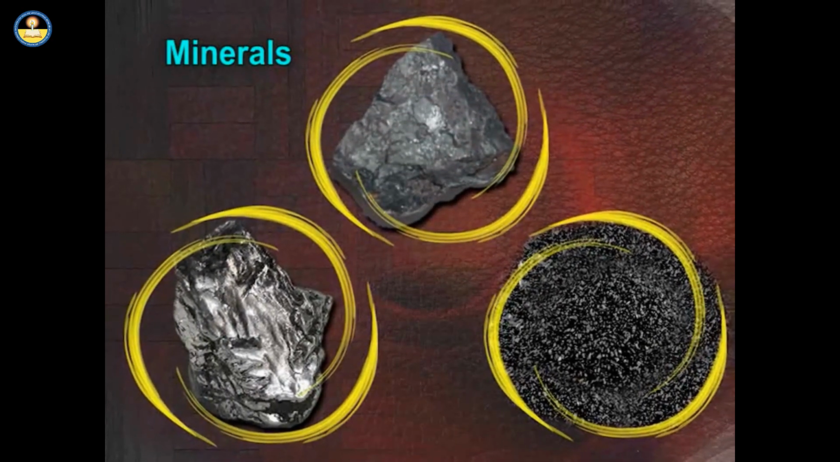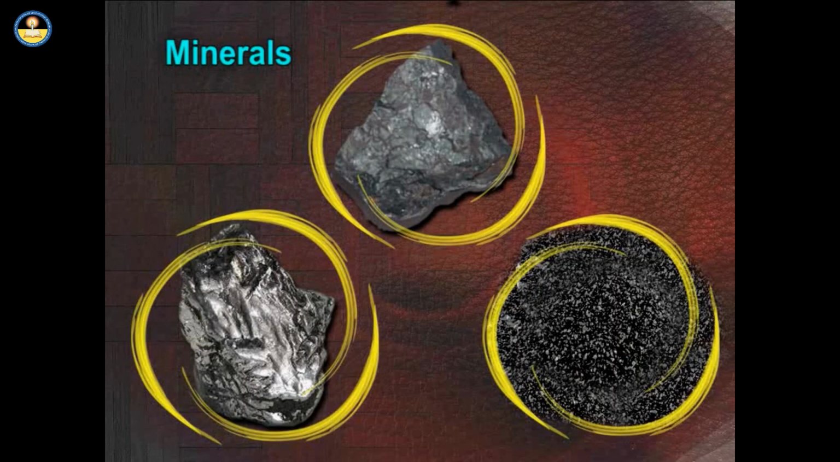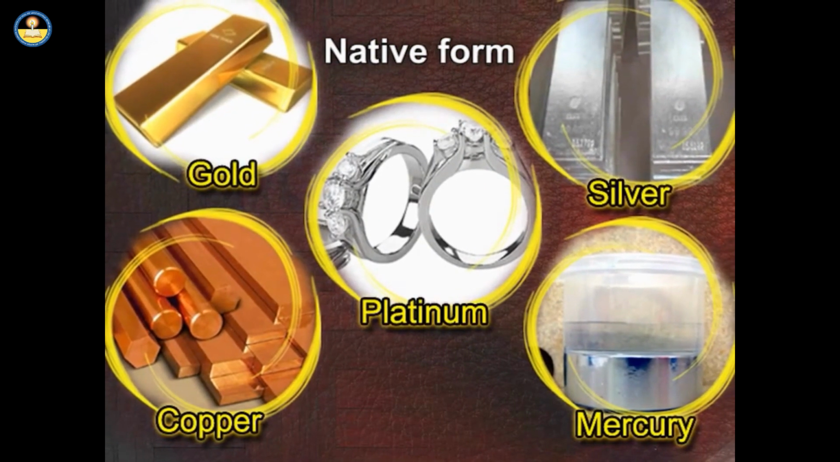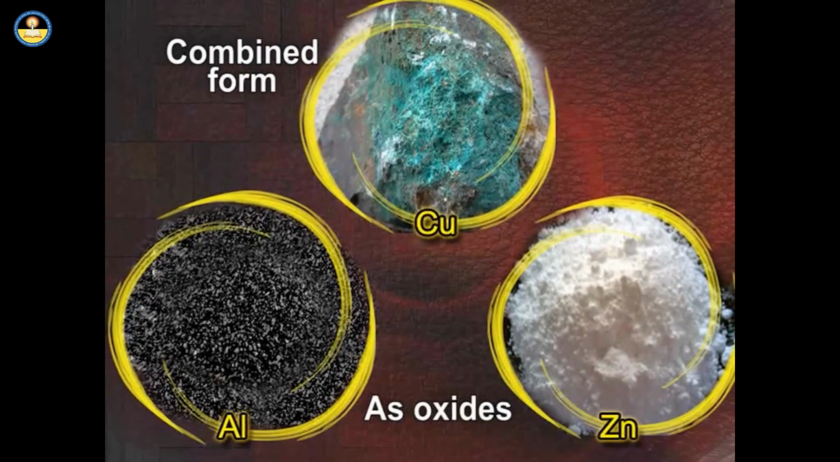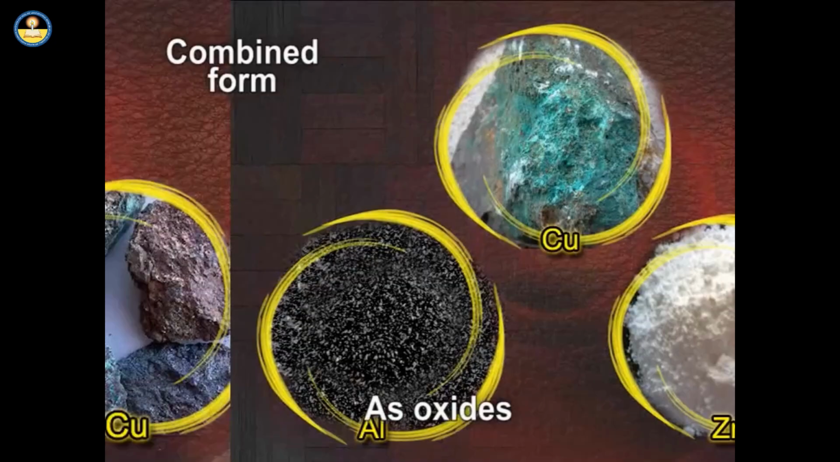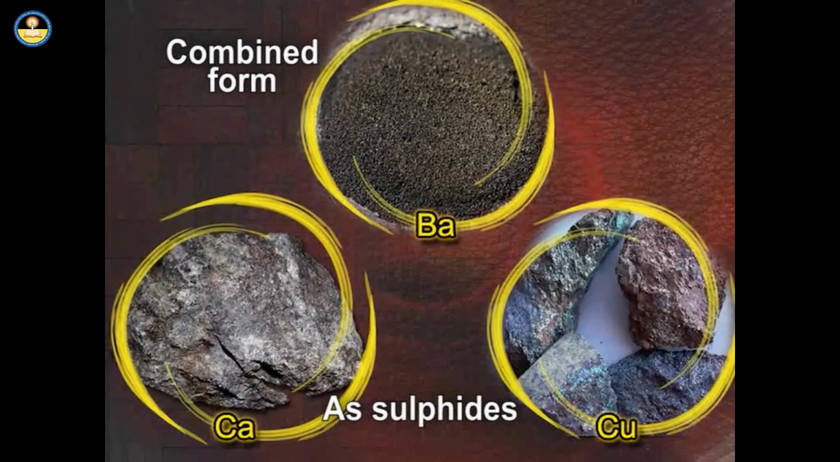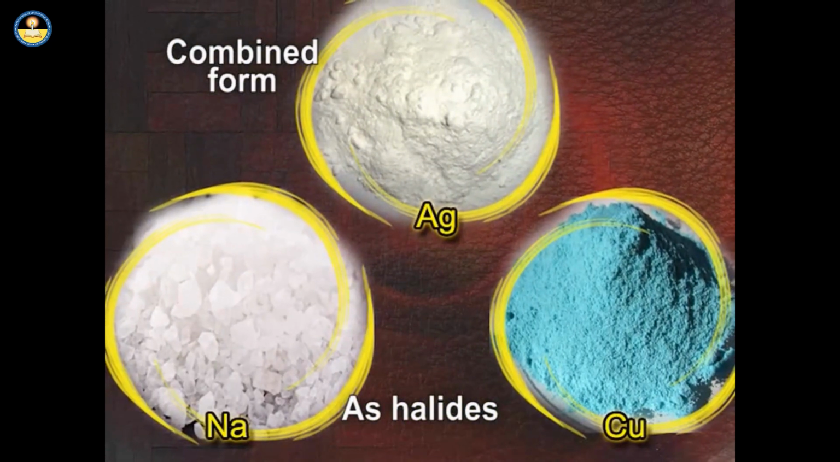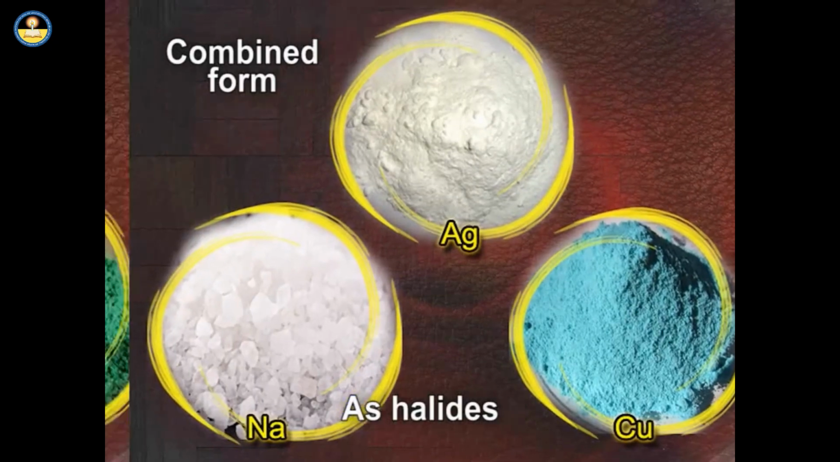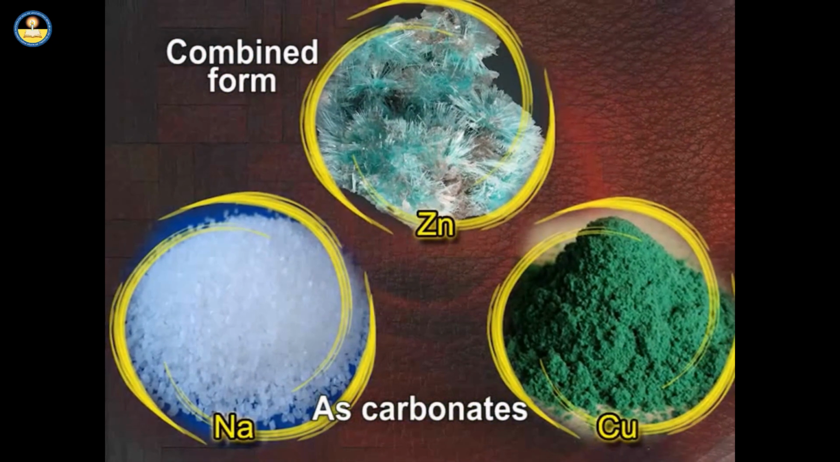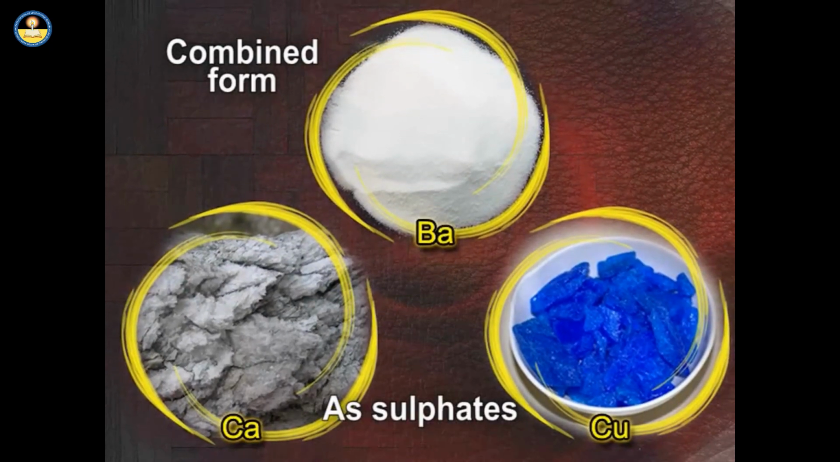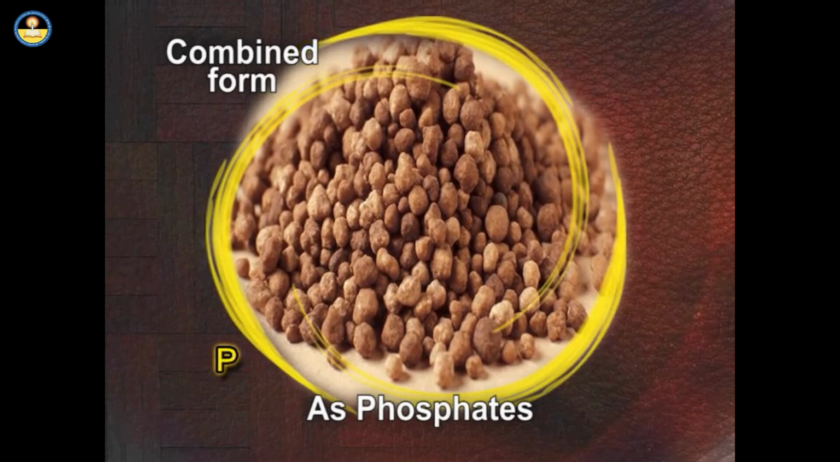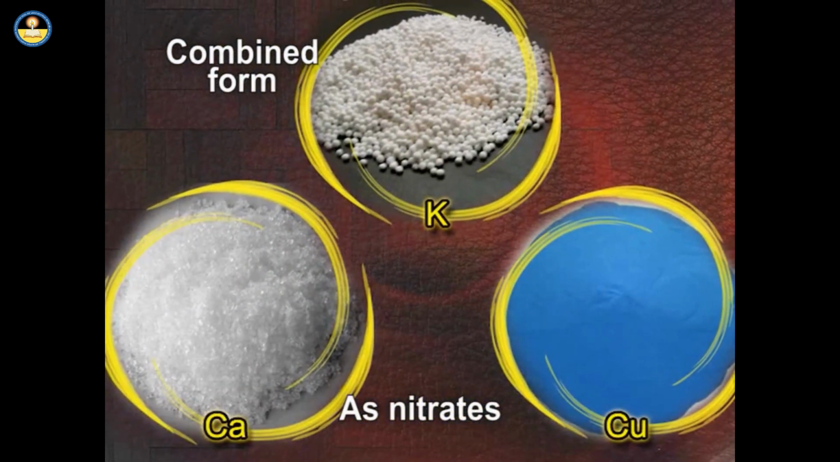We will now learn about the most common forms in which different metals occur in nature. Native form: gold, silver, platinum, copper and mercury. In the combined form as oxides, as sulfides, as halides, as carbonates, as sulfates, as phosphates, as nitrates.